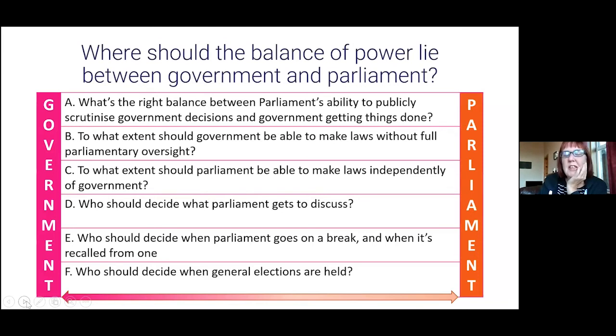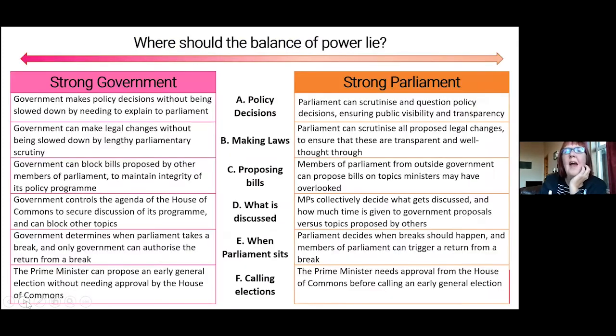So again, what you're going to be looking at when we go into the breakout room shortly are these 6 key questions that Meg posed, which get down to the heart of some of these decisions. And just before we do that, I just want to give a little bit more idea around these. As we said, if we're looking at strong government on one side, strong parliament on the other side, these are some of the key differences about what this means. So that first question A was really thinking about policy decisions, about government being able to get on with a lot of the day-to-day work of governing, that in the strong government situation, government makes policy decisions without being slowed down by needing to explain or present it all to Parliament.